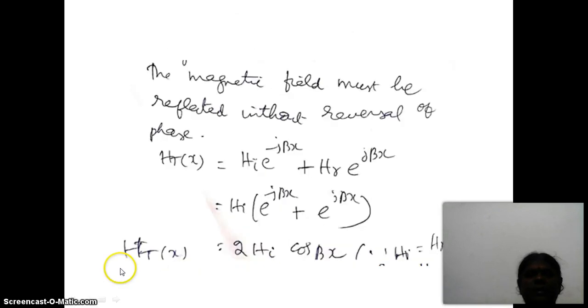Similarly, we can derive for the magnetic field. Here the magnetic field must be reflected without reversal of phase. So there is no phase reversal in the case of the magnetic field. So Ht of x equals Hi e power minus j beta x plus Hr e power j beta x. Here we need not change the sign. So we get 2 Hi cos beta x. There we got sin beta x, and here we got cos beta x.